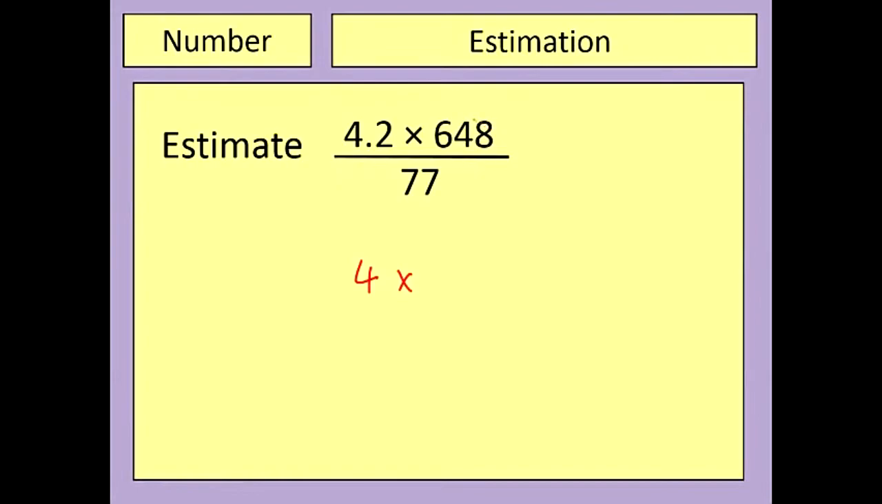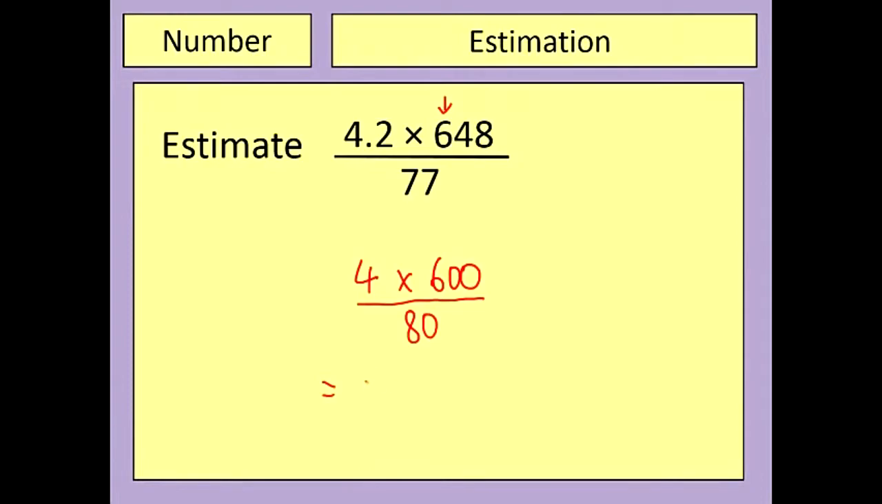But a lot of people will try and put this as 650 because it's very close to 650. It's only 2 away. But you must resist the temptation to do that and always round to one significant figure, not 2. So this 6 here is in the hundreds, so we're going to round this to the nearest 100, which would be 600. And on the bottom, 77 would round to 80. So we'll work this out.